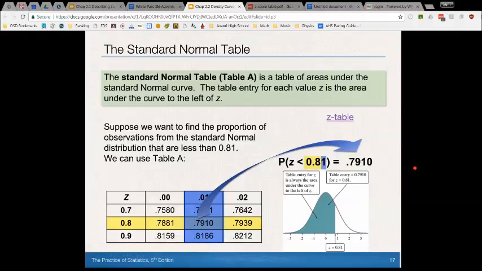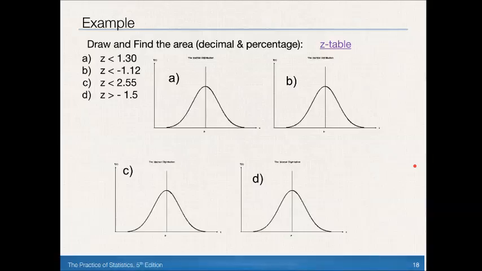So let's try an example problem. Let's draw and find the area, decimal and percentage, of z score of 1.3. Z is less than 1.30. So you can pause the video and come back when you're done.